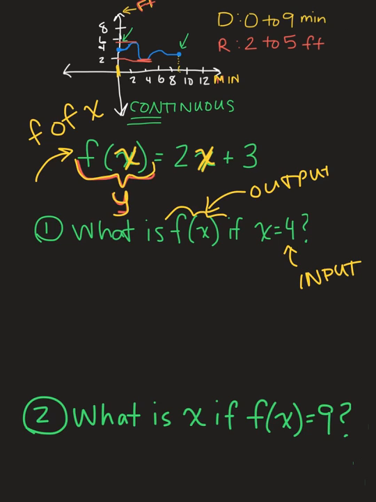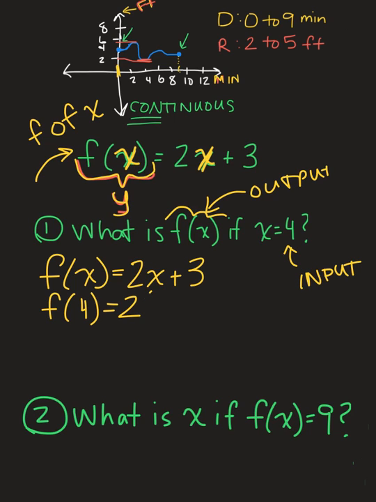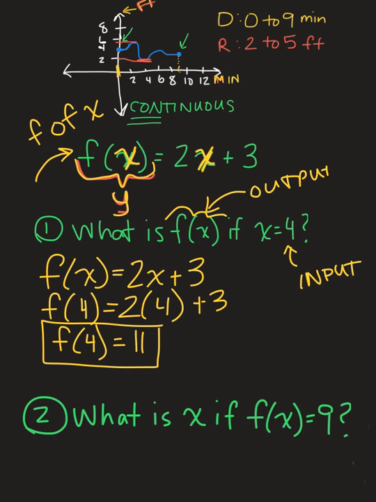So I start by writing the function exactly the way I see it. And then I look. Everywhere I see an x, I'm going to put 4. So f of 4 equals 2, and I put my 4 in parentheses, plus 3. So there's nothing I can do with f of 4. That stays the exact same. But I can simplify the right side of the equation. 2 times 4 gives me 8, plus 3 gives me 11. So that means that 11 is my output when I put in my input of 4.